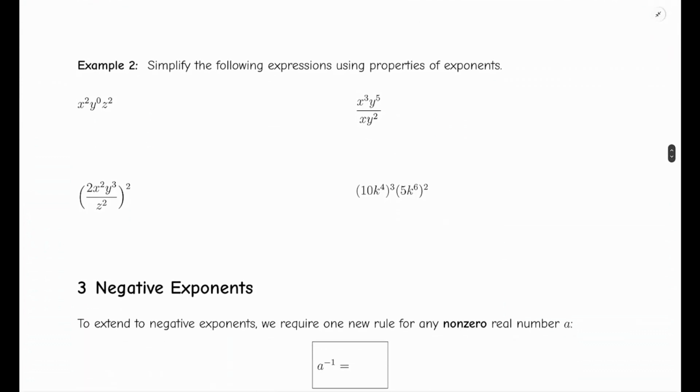Example 2. Simplify the following expressions using properties of exponents. So this first one, x squared times y to the 0 times z squared, well, y to the 0 is 1 by definition. So this becomes x squared z squared. And if needed, we could rewrite this as xz squared using our same power laws.